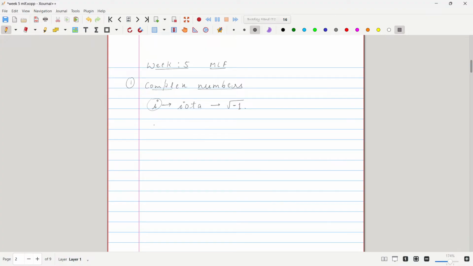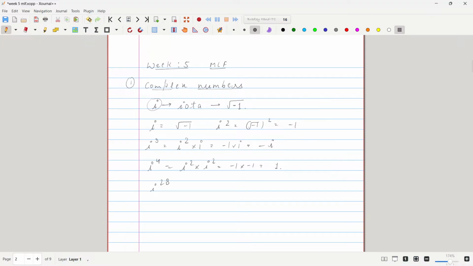There are some properties of iota. If iota is the square root of minus 1, then what is i square? i square is the square root of minus 1 whole square, which equals minus 1. i cube you can write as i square into i, that is minus 1 into i, which is minus i. Same i raised to the power 4 is i square into i square, so minus 1 into minus 1, that is 1. That's how you can find the value of i raised to the power 5, i raised to the power 27.